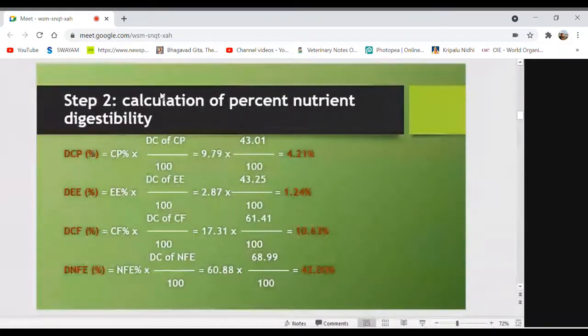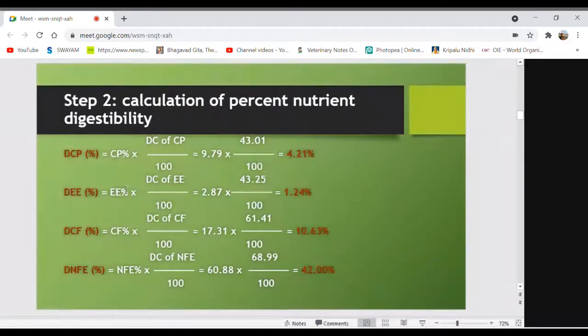percentage, since you have the digestibility coefficient of all the nutrients. So that formula was already told to you. This will be the formula: CP percentage on dry matter basis times the digestibility coefficient of CP, which is given already in the equation, divided by 100. This way you will be able to calculate the DCP percentage of the ration. It is also asked in the question.